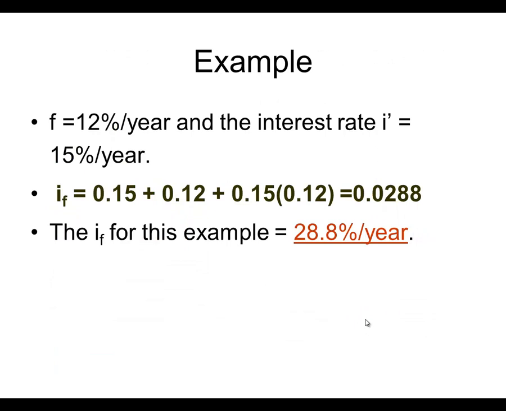Let's look at another example. If f, the inflation, is equal to 12% per year, and the interest rate i prime is equal to 15% per year, i_f will equal 0.15 plus 0.12 plus 0.15 multiplied by 0.12, which will equal 0.288. So the i_f, or the adjusted interest, will be equal to 28.8% per year.